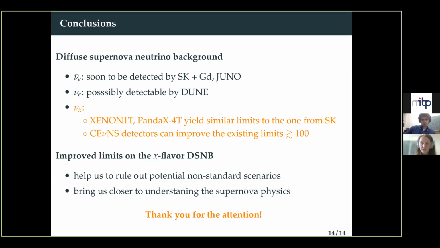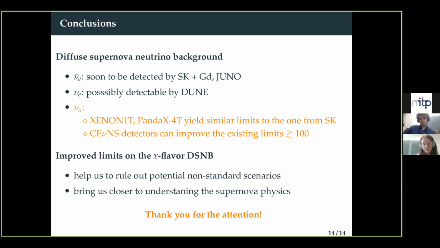So this brings me to my conclusions, and I think it is safe to say that the anti-electron neutrino component of the DSNB will soon be detected by Super-Kamiokande with gadolinium and also JUNO, and possibly other detectors in the future, while the electron neutrino flavor might possibly be detectable by DUNE. And while we don't yet give a clear path to detect the X flavor, we showed that the detectors that already exist can lead to limits comparable to the existing ones, but in the future they can improve these limits by up to even two orders of magnitude.